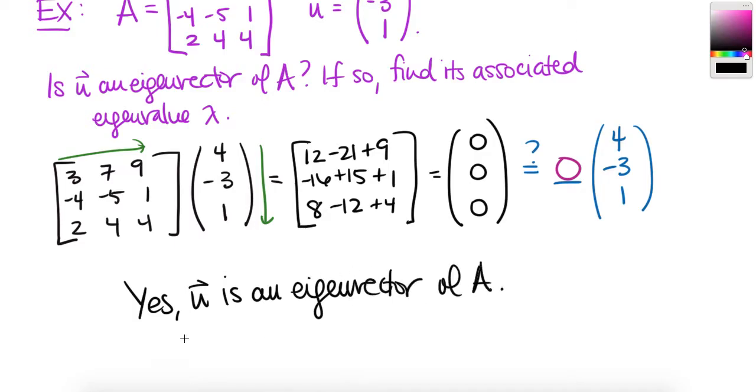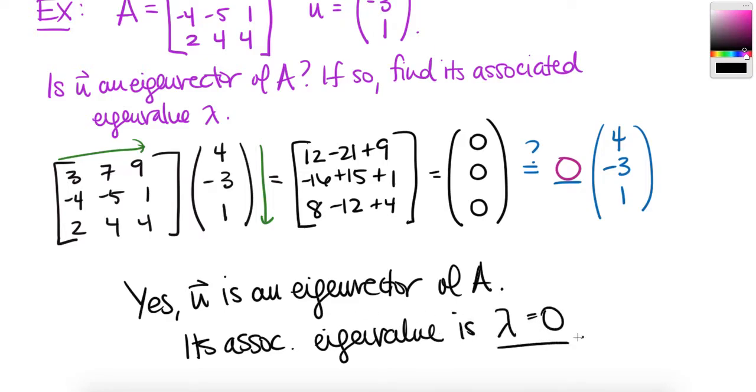of A, and its associated eigenvalue is lambda equals 0. So yes, because what we got here as our product is a scalar multiple of our original vector, and lambda equals 0 is the scalar, so that is the eigenvalue.